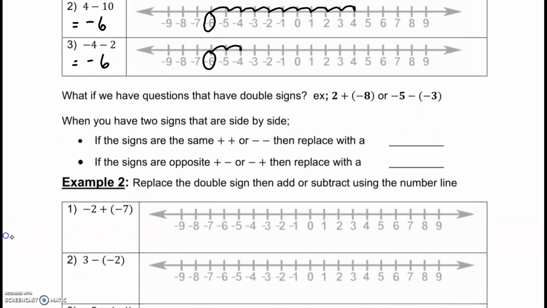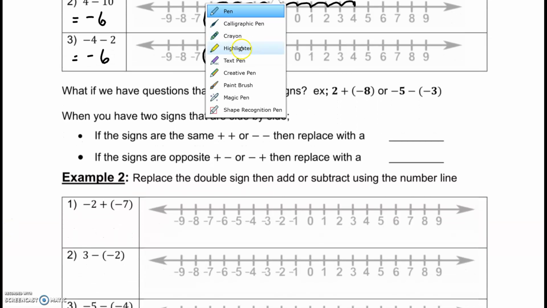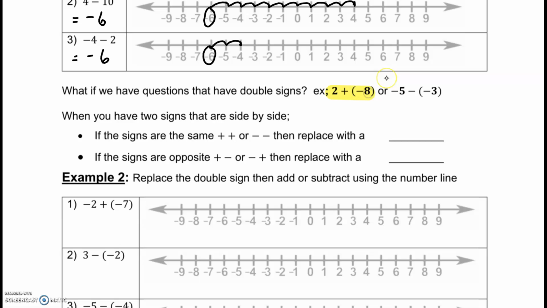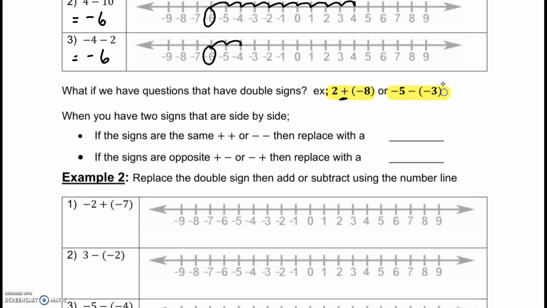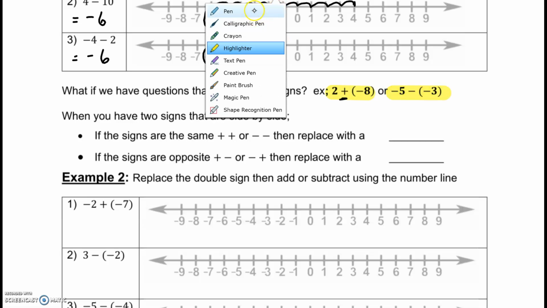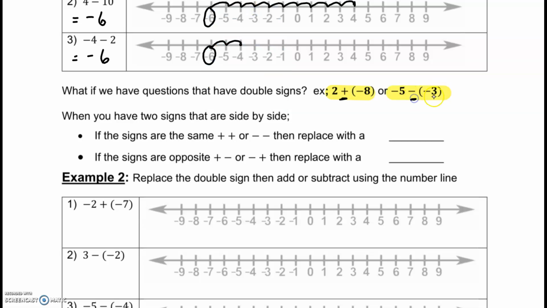However, what if we have a question with a double sign? For example, 2 plus negative 8. You can see I have a double sign because I have my operator, that's addition, and then I have the fact that 8 is negative. We have signs next to each other. And we have another example, negative 5 minus negative 3. Again, I have my operator, my subtraction symbol, and then the 3 is negative.